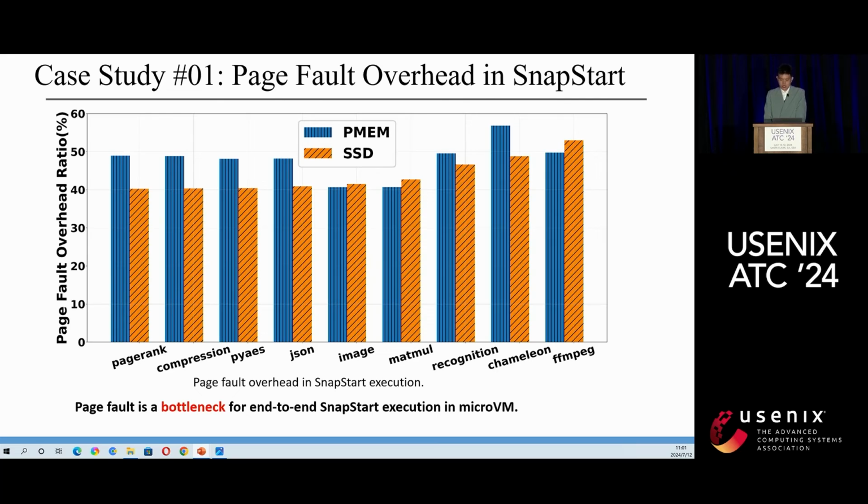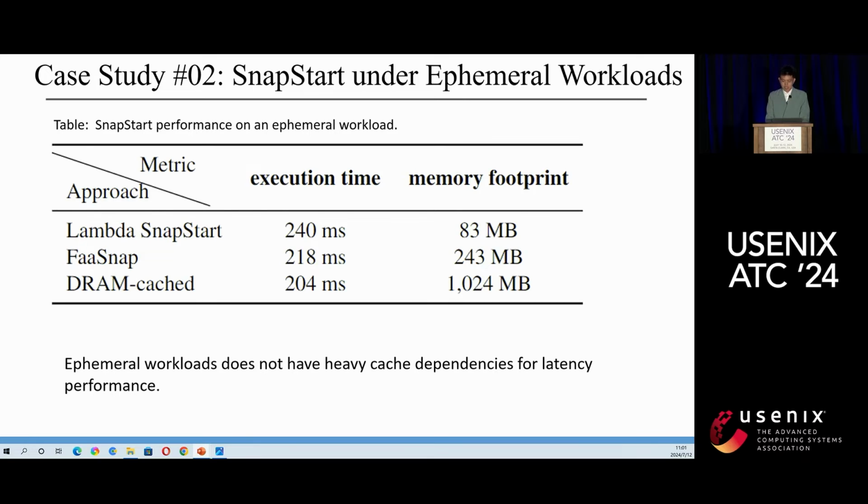We also conducted several case studies to validate our hypothesis. In our case study, we found page faults account for 40 to 60% of the VM's lifecycle time, both on PM and SSD, indicating page faults are a major bottleneck in SnapStart execution. In an ephemeral workload case study, we found minimal difference in SnapStart latency among various approaches.